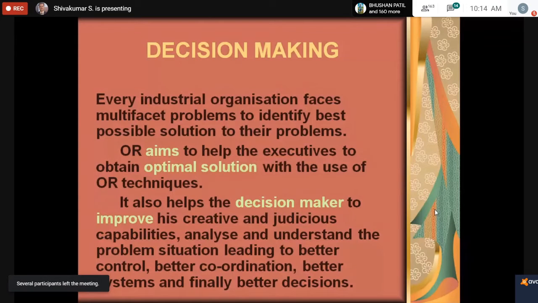Just to repeat the last paragraph, OR helps the decision maker to improve his creative and judicious capabilities, analyze and understand the problem situation, leading to better control, better coordination, better systems, and finally, better decisions. It's the first feature of OR, helping the decision maker improve the analysis of the executives.